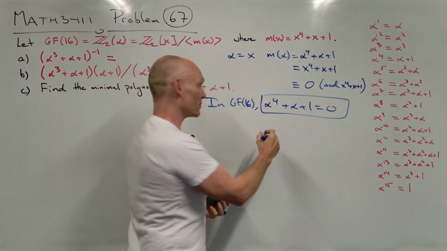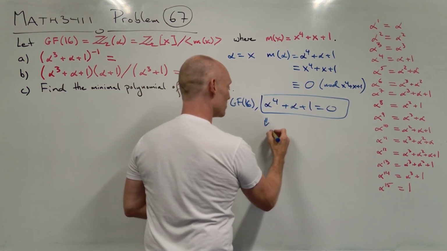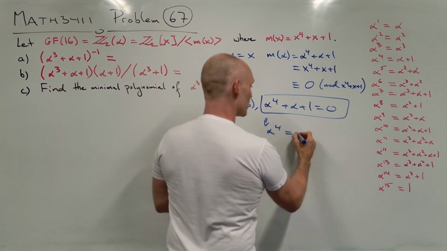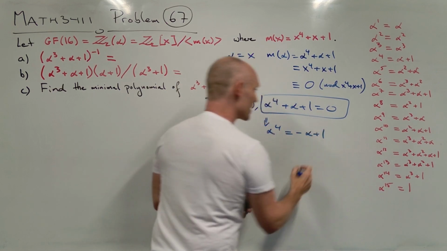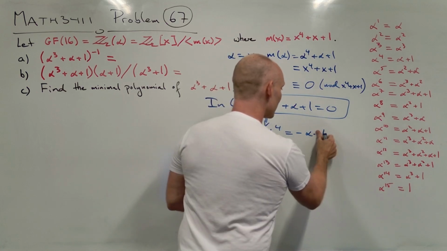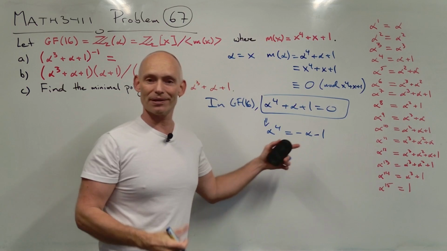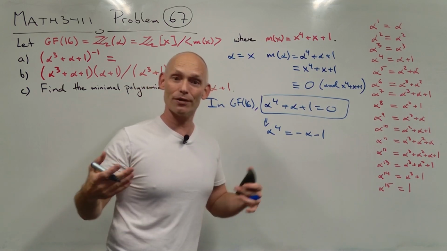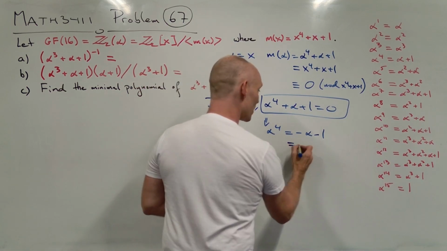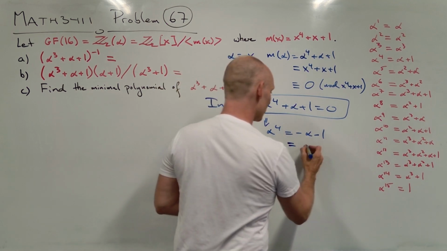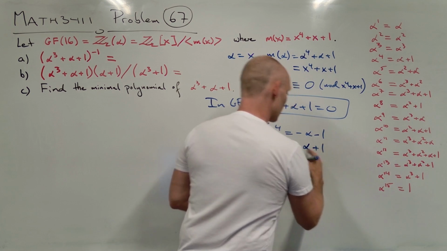And what does that mean? Well, or rather, what does it imply? It means that, well, alpha to the power 4 is equal to minus alpha minus 1. And plus and minus 1, the signs of things are irrelevant here because we're talking about binary coefficients. So minus 1 times alpha is the same as plus 1 times alpha. So we might as well just write alpha plus 1 there.